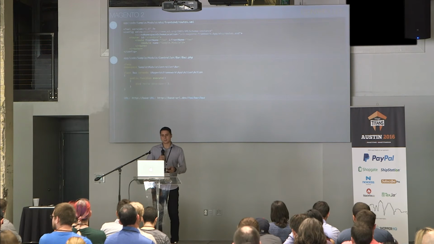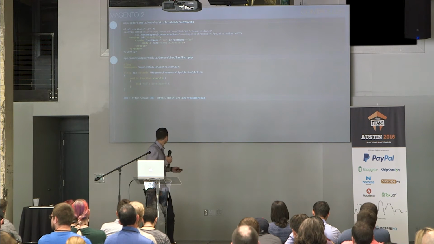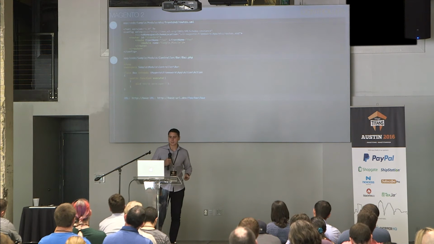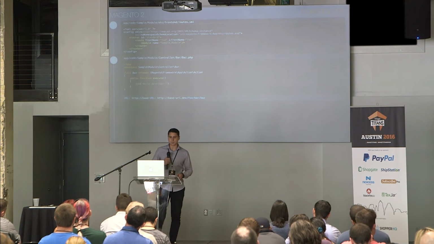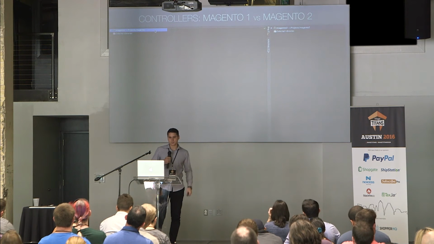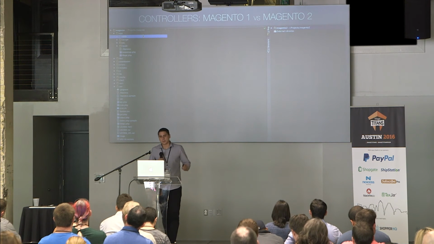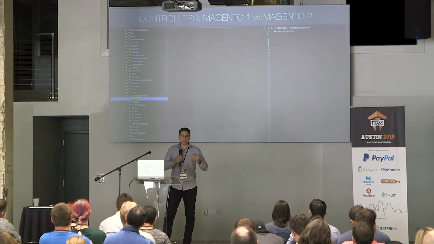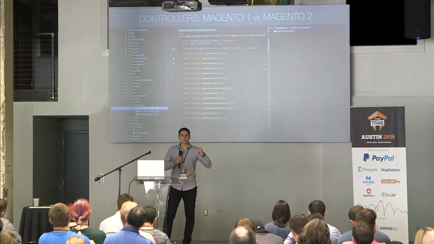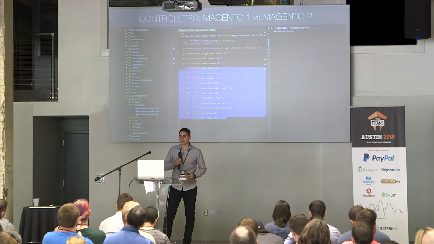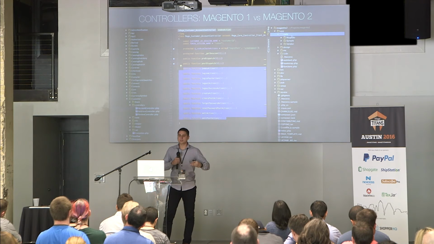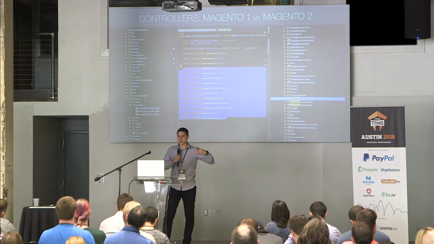So, the URL for the controller will be the front name, then the folder for the controller, and last, the class that we created. And these are the controllers in Magento 1. You all know that we can have several actions in one controller class. So you can have add, edit, delete action, all inside one controller class.